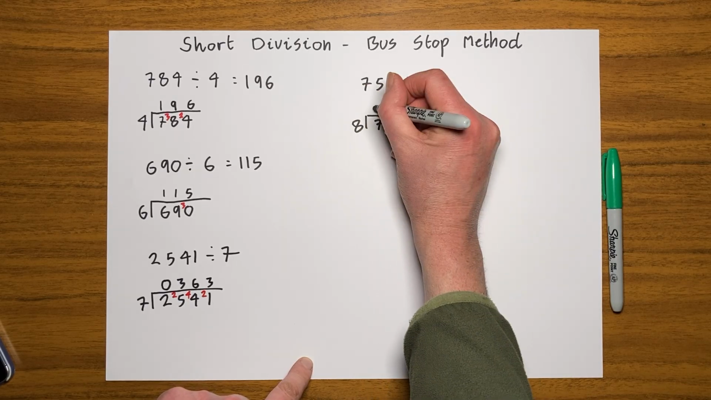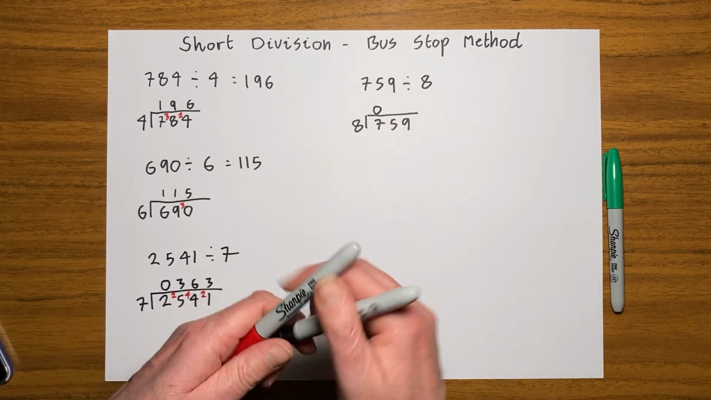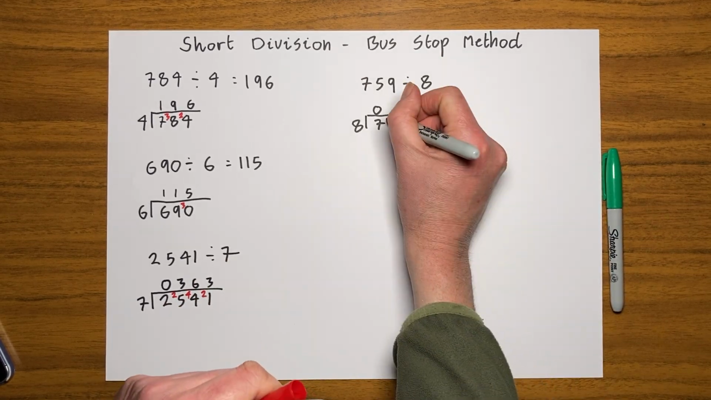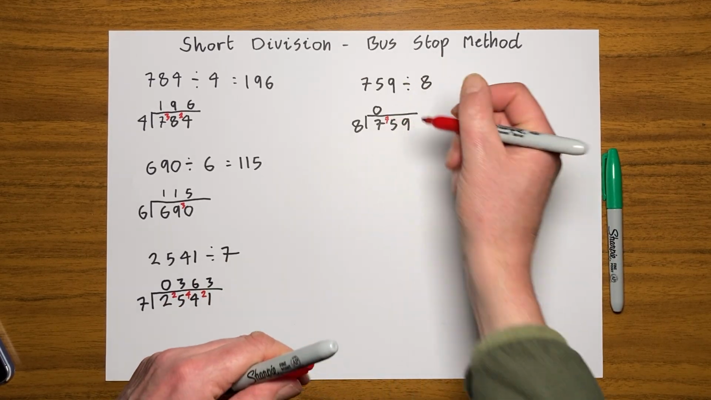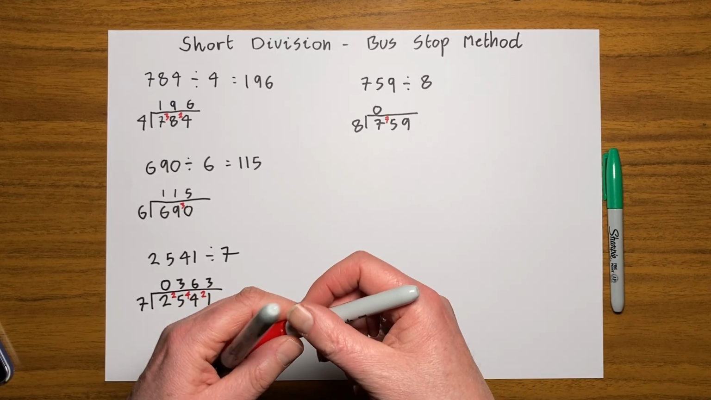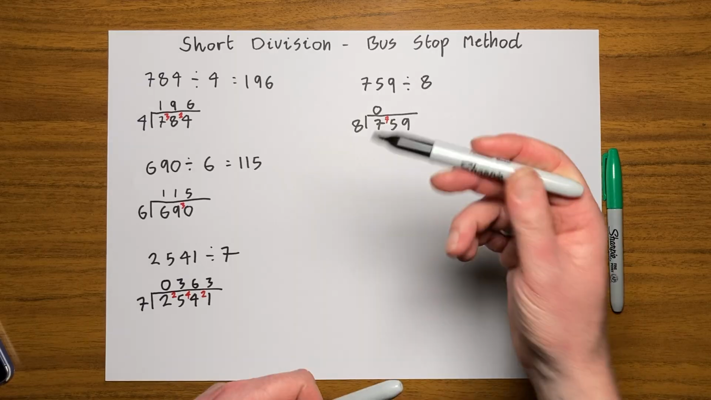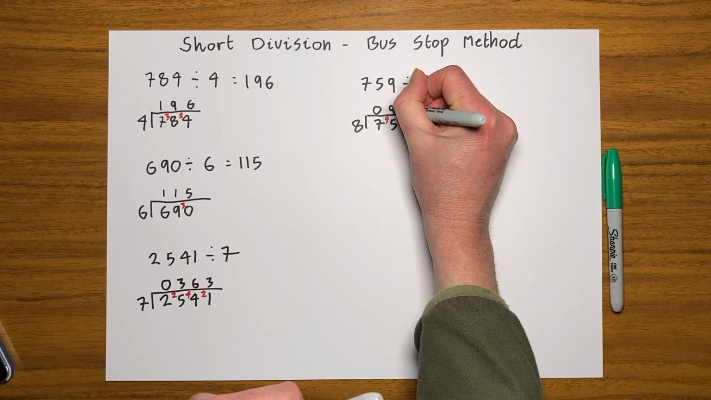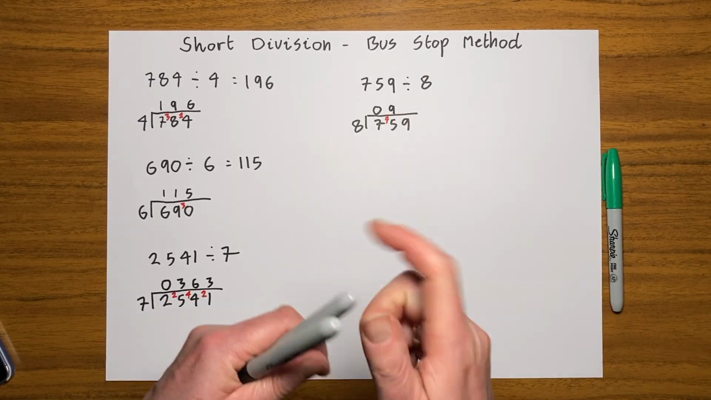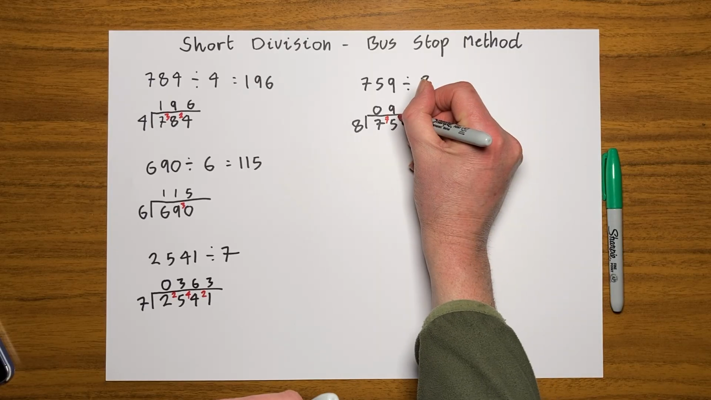How many 8s in 7? None. Carry that 7 over. How many 8s in 75? Well, that must be 9, because 9 8s are 72. So I'll put my 9 in there. I've got 3 carried over into 39.